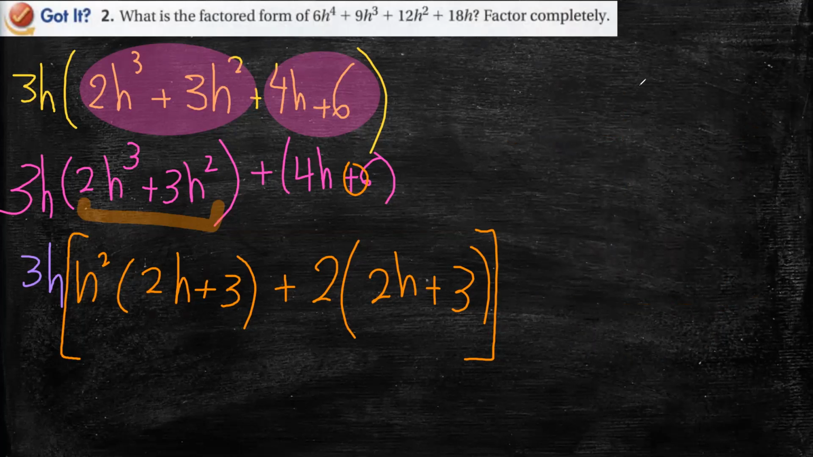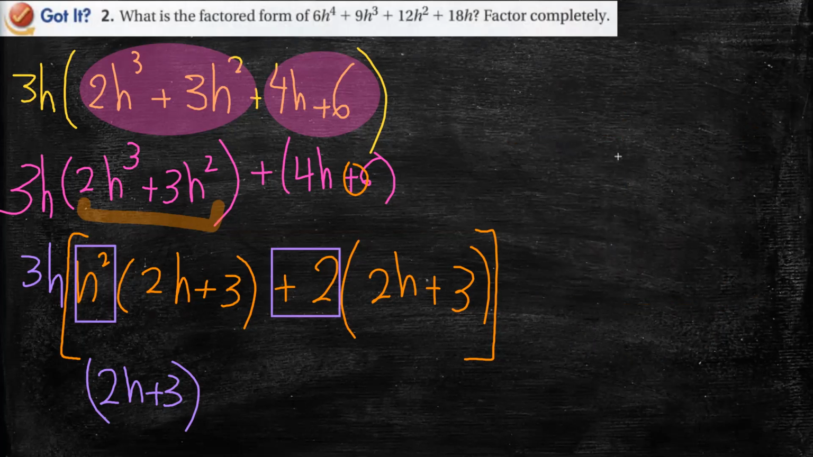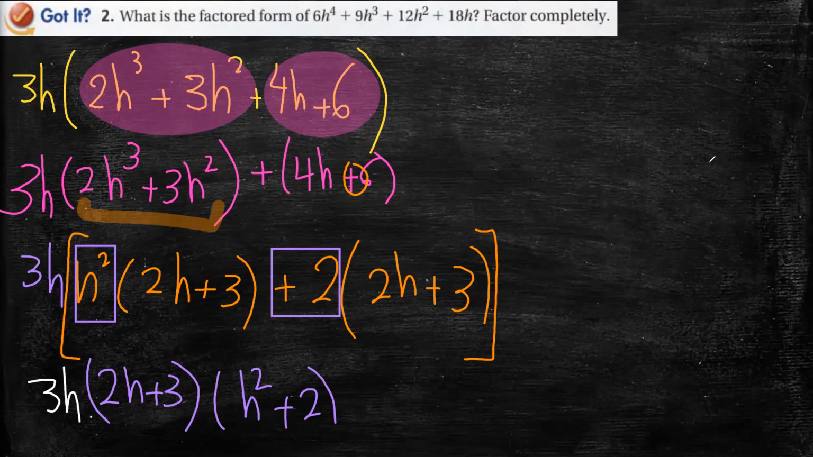Let's now continue here. As we said, we have 2h plus 3, so you take it as a common factor. What will remain? We will have h squared plus 2. This will now be the second bracket. Now these two factors, don't forget, are multiplied by 3h. So by now, we learned how we can factor a trinomial with a fourth degree. And its answer is 3h times 2h plus 3 times h squared plus 2.